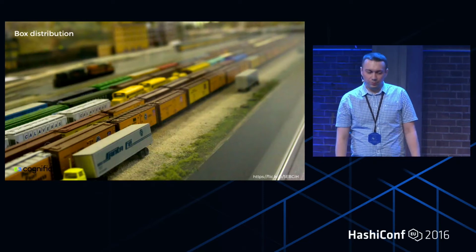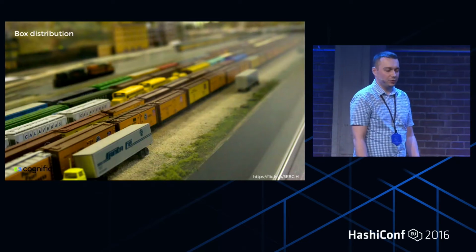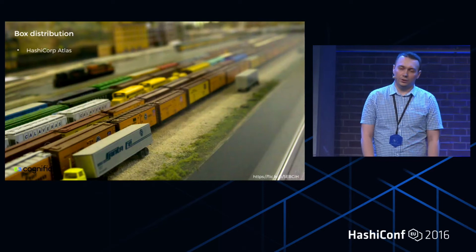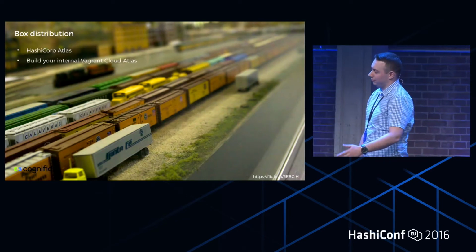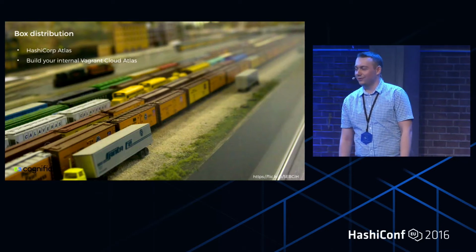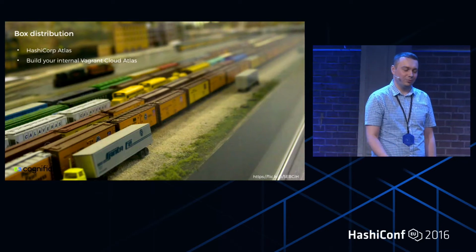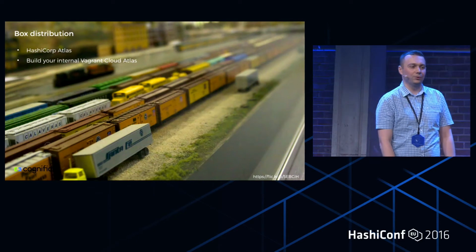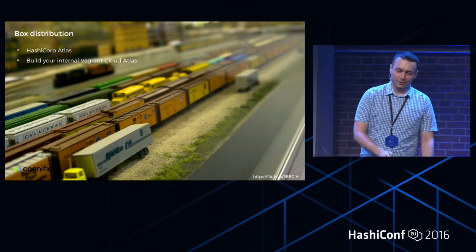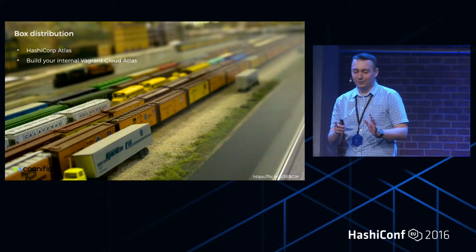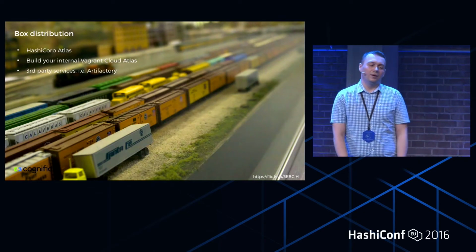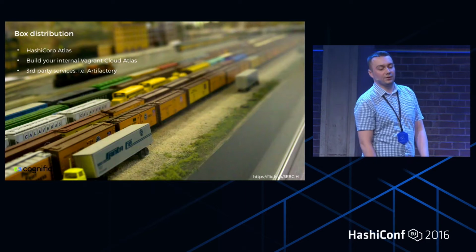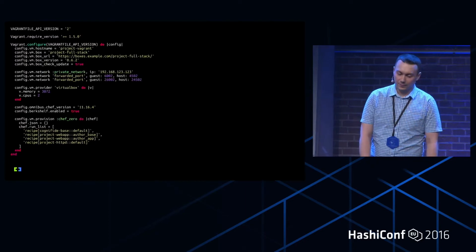When it comes to box distribution, there are basically three options. You can use HashiCorp Atlas. You can build your own Vagrant cloud, which is no longer called Vagrant cloud, but if you Google that, it's pretty easy to build your own Vagrant cloud-like service. Or you can use some third-party services like Artifactory, for example.